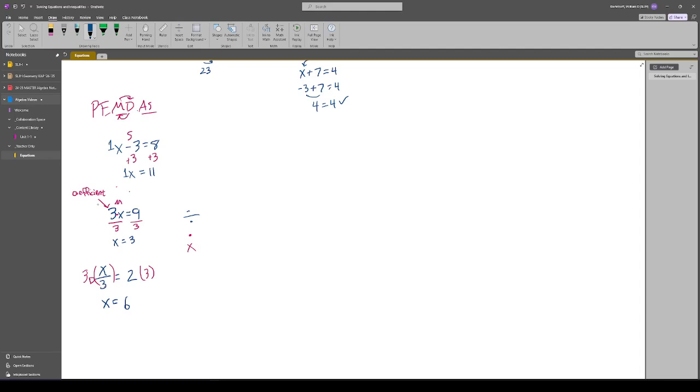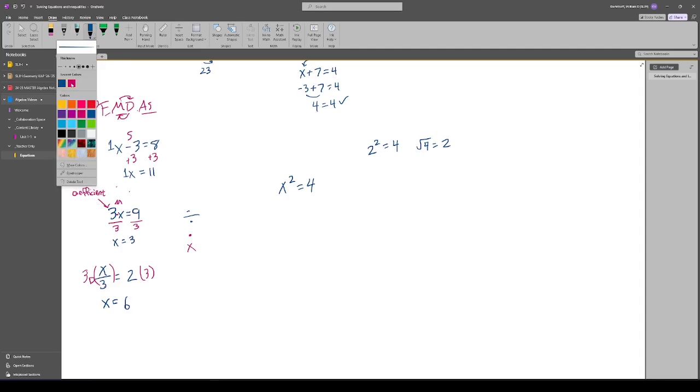Then lastly, exponents are a little bit tricky. I'm going to mention them here. So if I have x squared is equal to 4, then the opposite operation of square, you probably know, is square root. So if you think about 2 squared is equal to 4, and the square root of 4 is equal to 2. So those two operations are opposites, and they undo each other. We'll learn later in the year that it's not quite that simple.